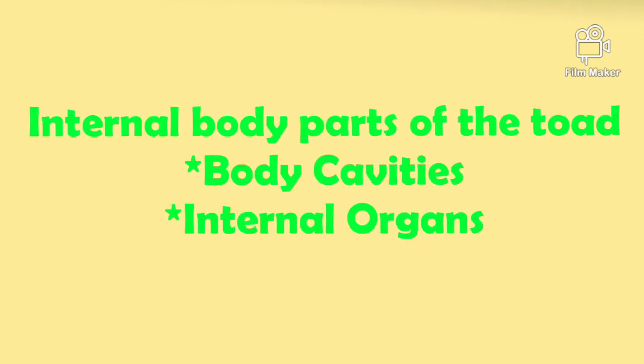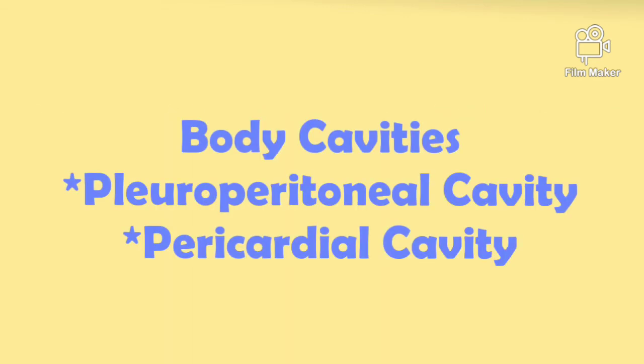Now, after talking about the external body parts of the toad, let's talk about the internal body parts of the toad, like the organs and body cavities. The body cavity, also known as the pleuroperitoneal cavity, occupies a greater space in the trunk and holds most of the organs, such as the stomach, intestine, liver, pancreas, and lungs. Basically, it holds the important ones. The pericardial cavity is a small cavity that only holds the heart, located at the thoracic region, where two peritonea can be identified.